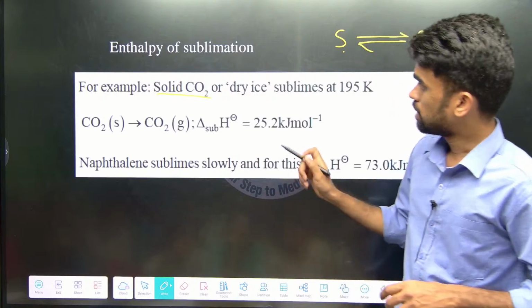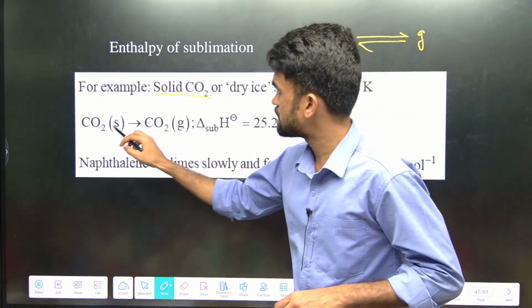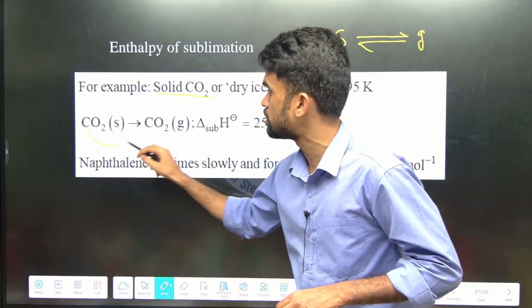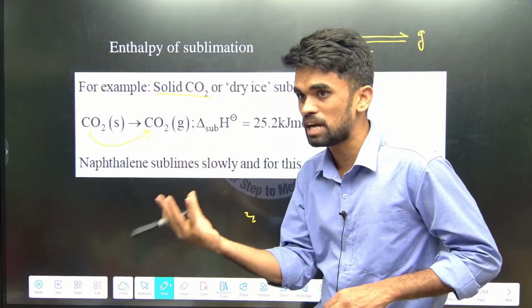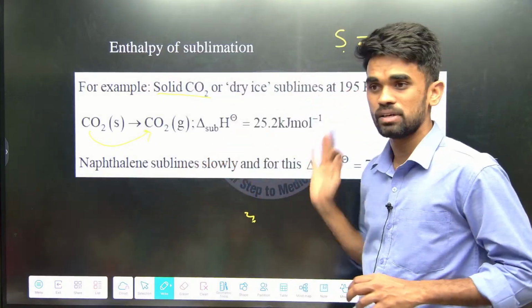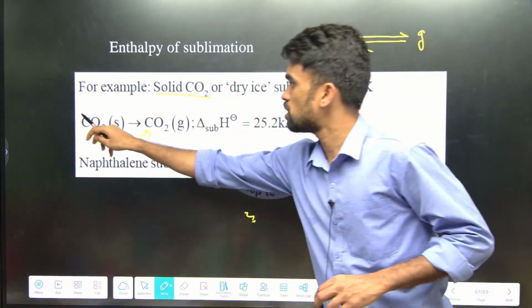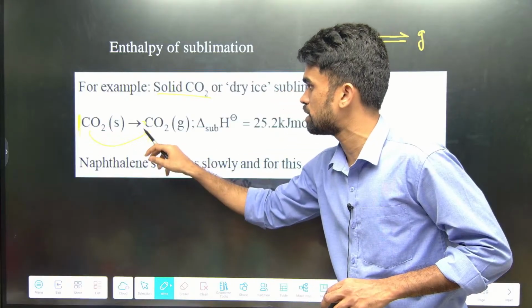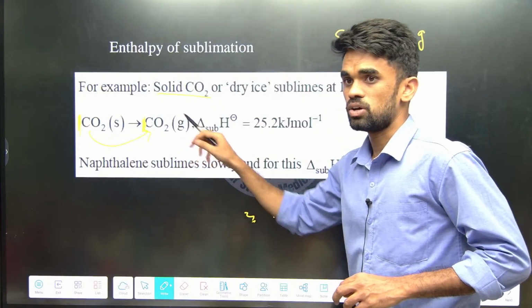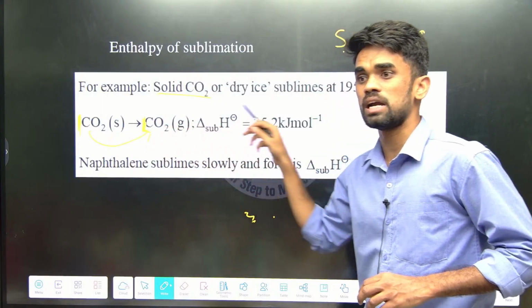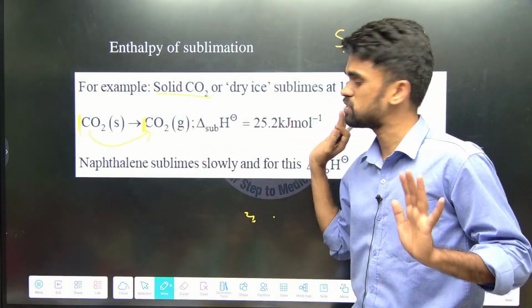See here, 1 mole of that substance is directly converting from solid to its gas. During this transformation, whatever the enthalpy change is, that is called enthalpy of sublimation. See, 1 mole of CO2 converting from solid into gas. So the heat associated during this process is called enthalpy of sublimation. That's it.